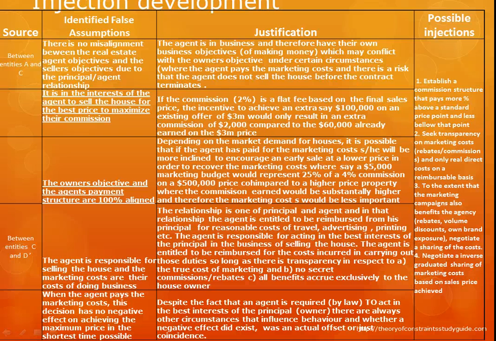And then fourthly, the other final injection I came up with was to negotiate an inverse graduated sharing of the marketing costs based on sales price achieved. So this scenario would be that the higher the price that you gain, the more you, the owner, pay for those marketing costs. The lower the price, the less you pay. Or you could do it completely in reverse. But the point of this one is that there's a graduation of those costs to the extent that you believe that the agent should pay.